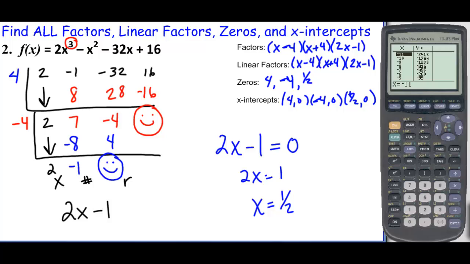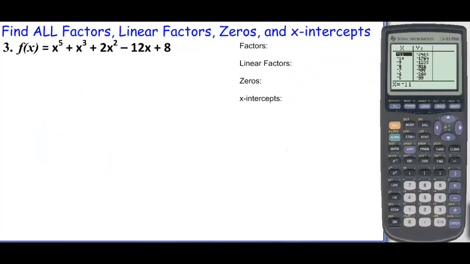Let's go on to our last example. So now this one, if I look, is x to the 5th power. That means I'm going to have 5 solutions or 5 zeros. So I'm going to go back to my y equals. Okay, I already have it typed in, but you're going to want to clear out y1. Hit graph after you hit your zoom 6.